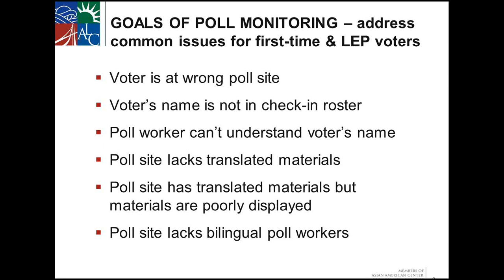Poll site lacks translated materials. As I said, a very tangible example is here in Illinois. It definitely does happen, and it's something that can be remedied that same day if the materials are somewhere in a warehouse, or maybe just in the box in the poll site and the poll workers have failed to put them out. Poll site has translated materials, but materials are poorly displayed. Are they buried underneath English materials? Are they off in a corner? Do the poll workers make them visible and accessible to all the voters?